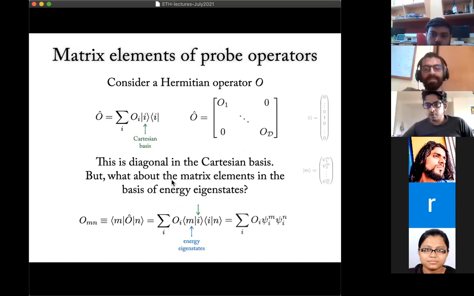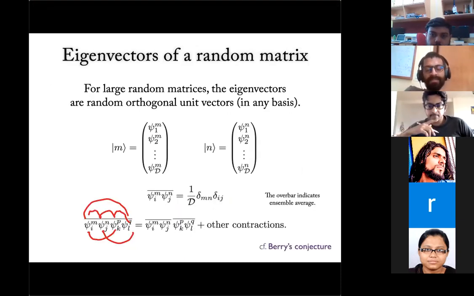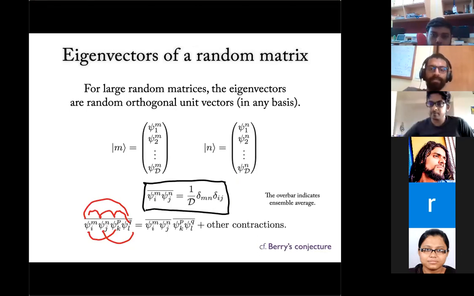Okay, so what is the statement of Berry's conjecture? Roughly the statement of Berry's conjecture is just this: that for a chaotic system, you look at the eigenstates and you look at the components of these eigenstates, and if you take an ensemble average, it has this form.